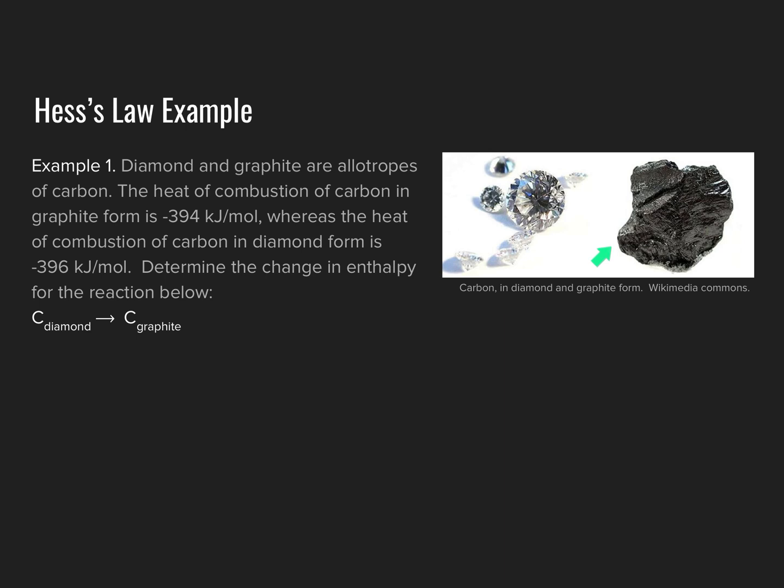Again, both are just solid phase carbon, but the differences in their crystalline structures lead them to have meaningfully different physical and chemical properties. Now, my question that I'm going to pose to you here is this. What would be the enthalpy change associated with the formation of graphite from diamond? That is to say, carbon in diamond form changes into carbon in graphite form. And clearly here, this is a place where calorimetry will do me no good.